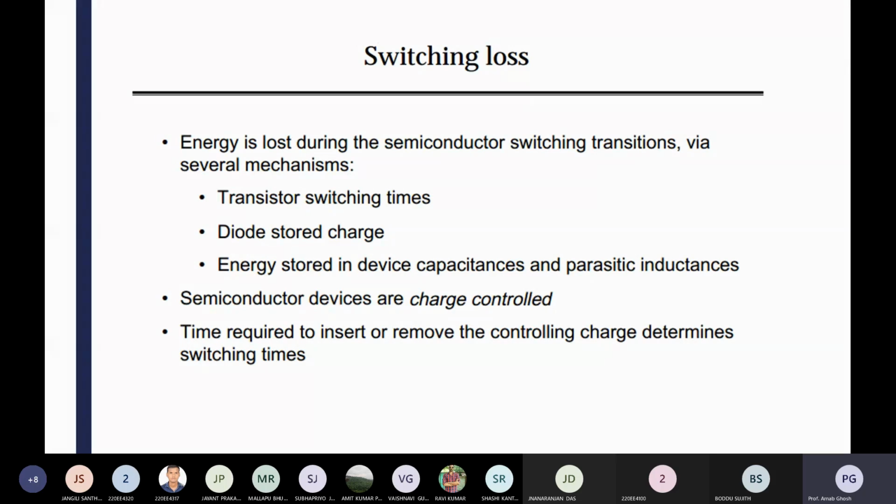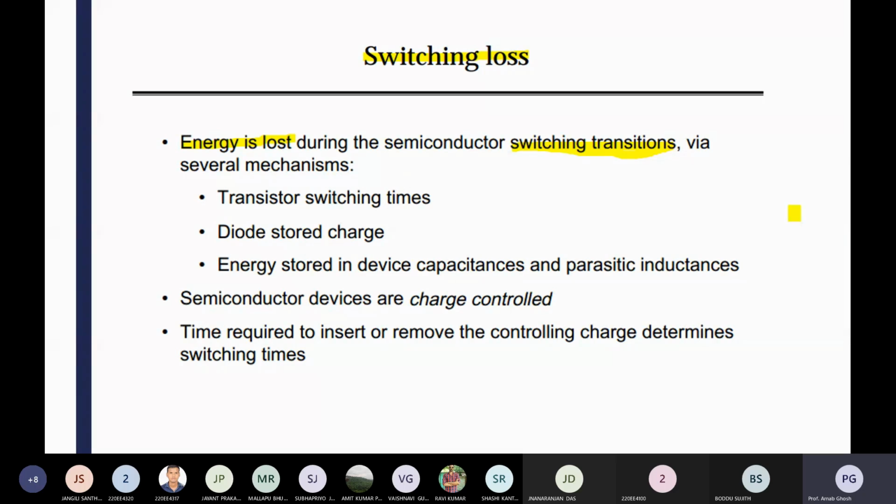What you observe over here is that in switching losses, energy is lost during the semiconductor switching transitions. So what is a switching transition? Initially, just consider one example: one transistor and one diode. When the transistor is switched on, the diode should be switched off, if you consider the example of a buck converter, which is coming in my next slides.